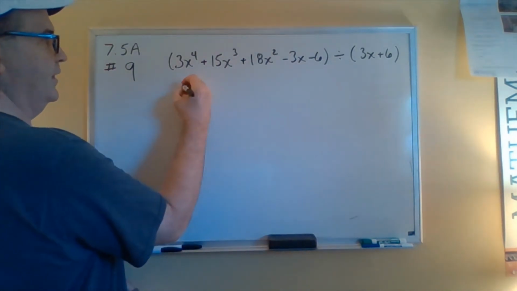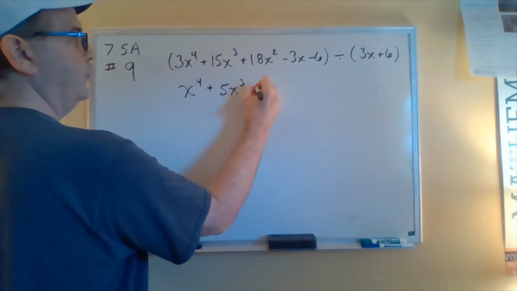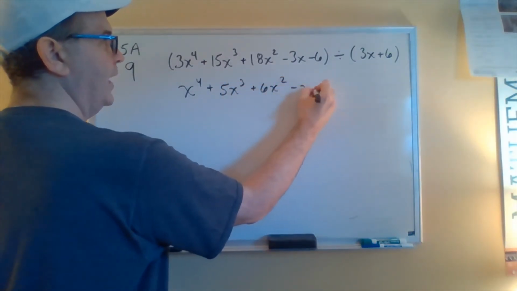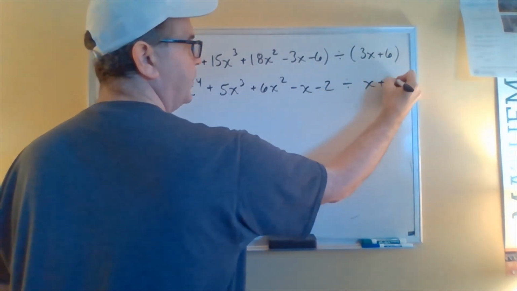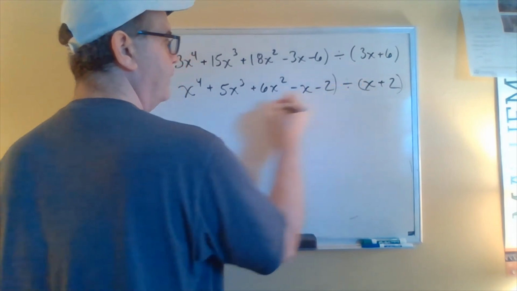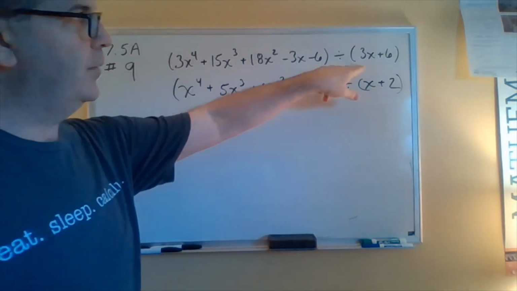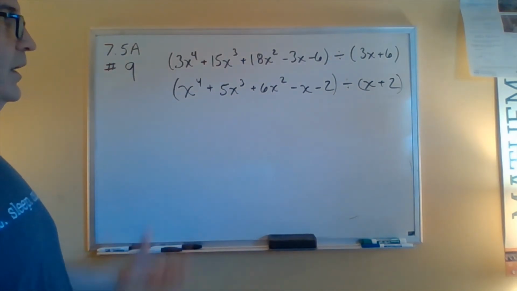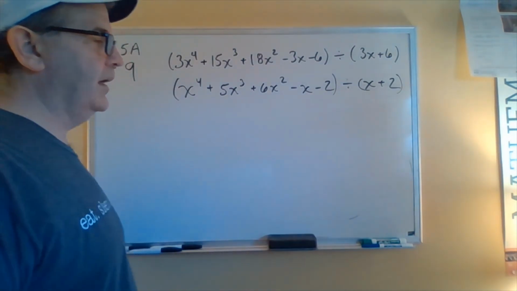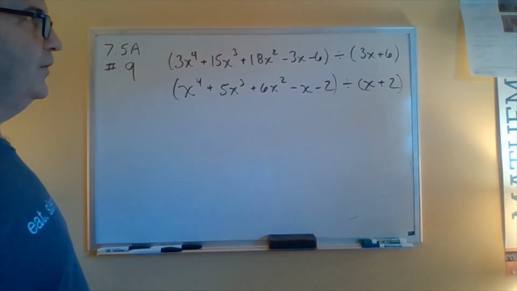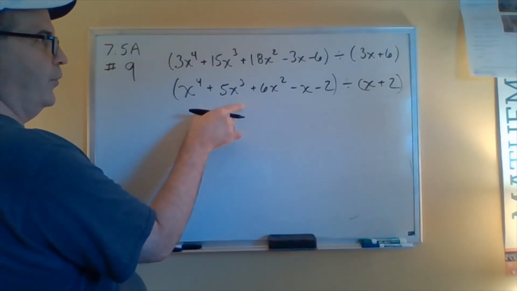So let's go ahead and rewrite that. I'm going to get x to the 4th plus 5x cubed plus 6x squared minus x minus 2, and I'm going to divide that by x plus 2. So hopefully you can see all I did was divide this first polynomial by 3 and my divisor by 3. If I have coefficients on both ends, the dividend and the divisor, that I can divide by 3, go for it. It makes it simple. So this is our new division problem right here.